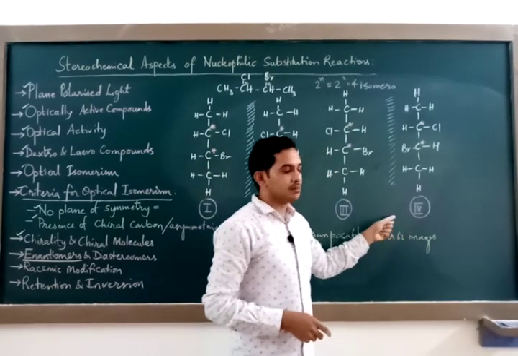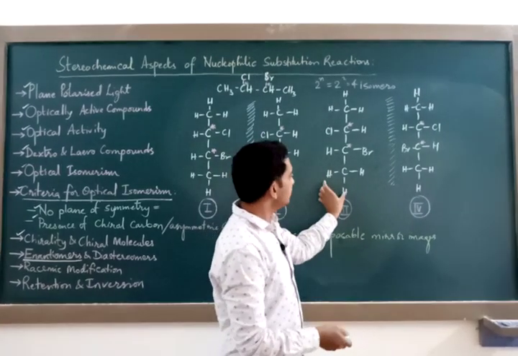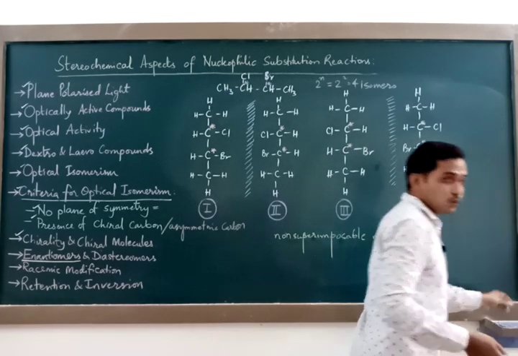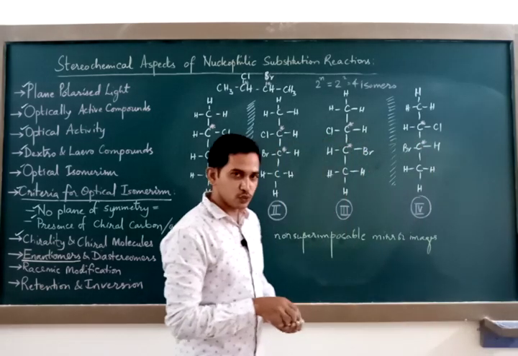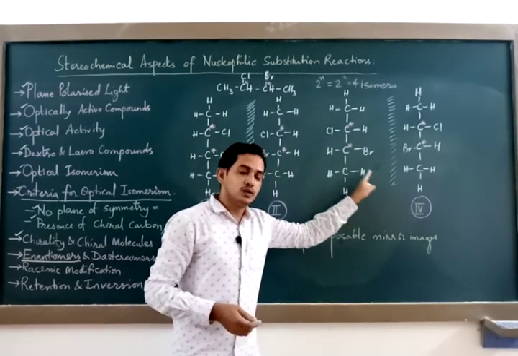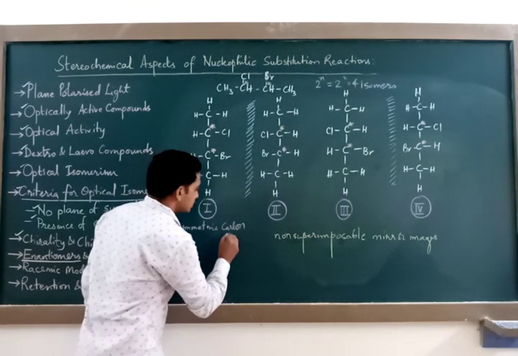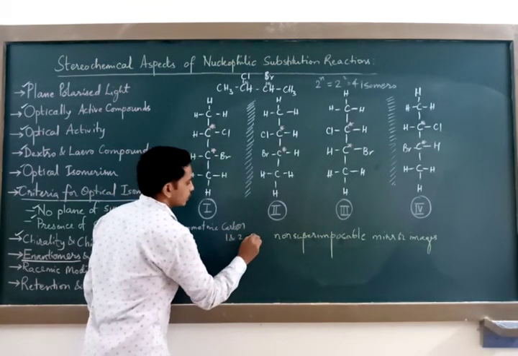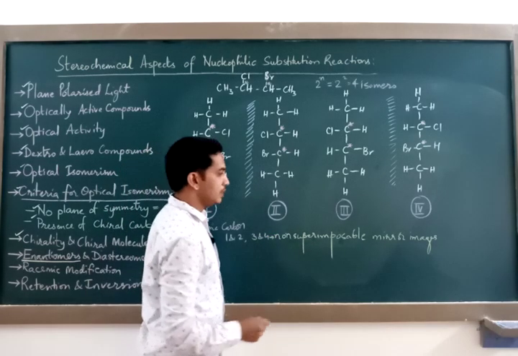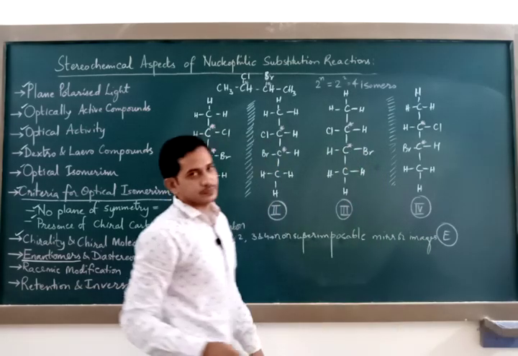Now, third and fourth, are they mirror images? Yes, they are mirror images. Are they superimposable? Means lift the third image, keep it on the fourth one. Do they coincide? No, they do not coincide. Therefore, do they superimpose? They do not superimpose. Therefore, 3 and 4 are also non-superimposable mirror images. Therefore, isomers 1 and 2, 3 and 4, they are non-superimposable mirror images. Therefore, they are called enantiomers.